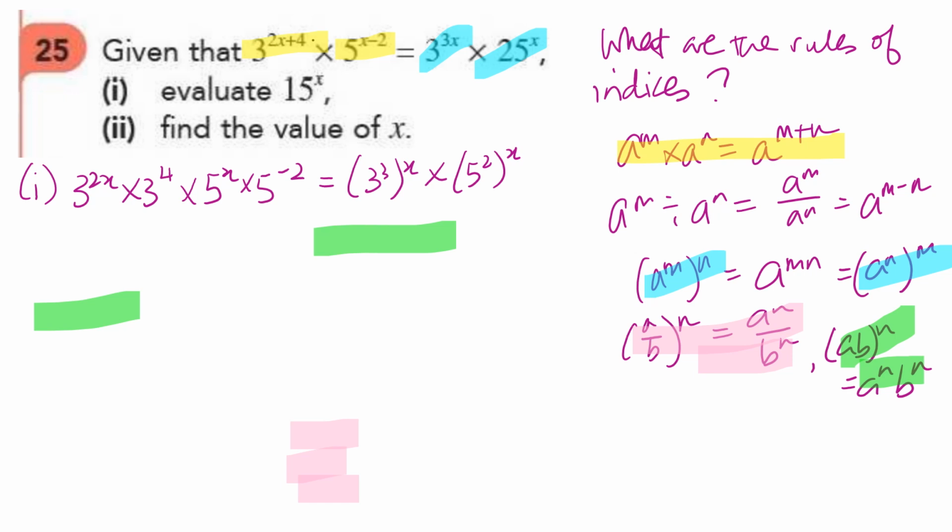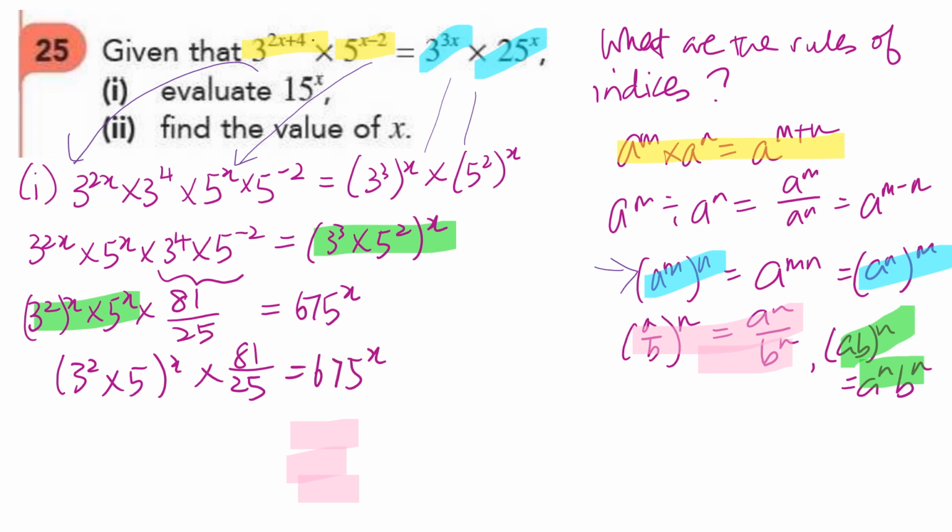Okay, so we just keep breaking it down. Okay, the yellow, keep breaking it down. This one will give it 3 to the power of 2x times 3 to the power of 4. And this one will give you 5 to the power of x times 5 to the power of negative 2. And this one use the one highlighted in blue. So it's a series of keep breaking it down.